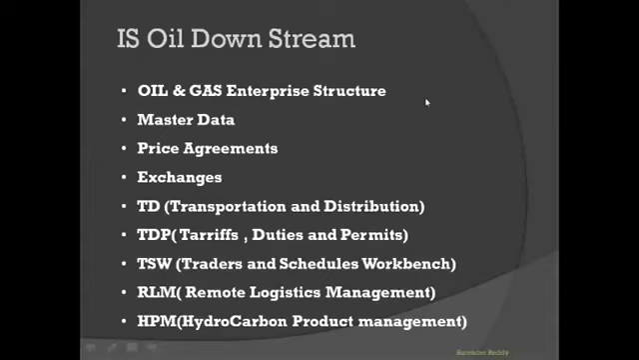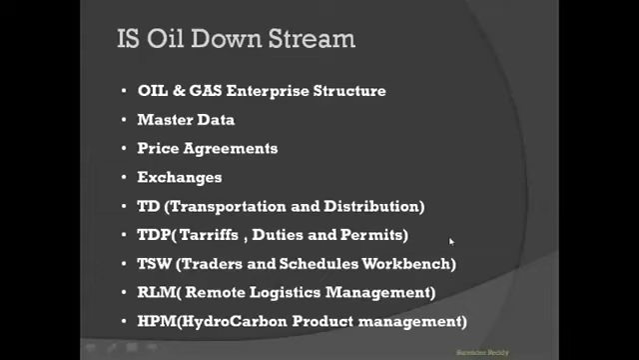Yes, we also have TD master data. Those master data we will discuss in the transportation and distribution functionality: vehicle master data, transportation unit master data, and driver master data. So from price agreements to HCM, that means price agreements, exchanges, transportation and distribution, tariffs, duties and permits, traders and schedulers workbench (TSW), remote logistics management (RLM), and hydrocarbon product management (HPM). These are the topics we are going to cover.